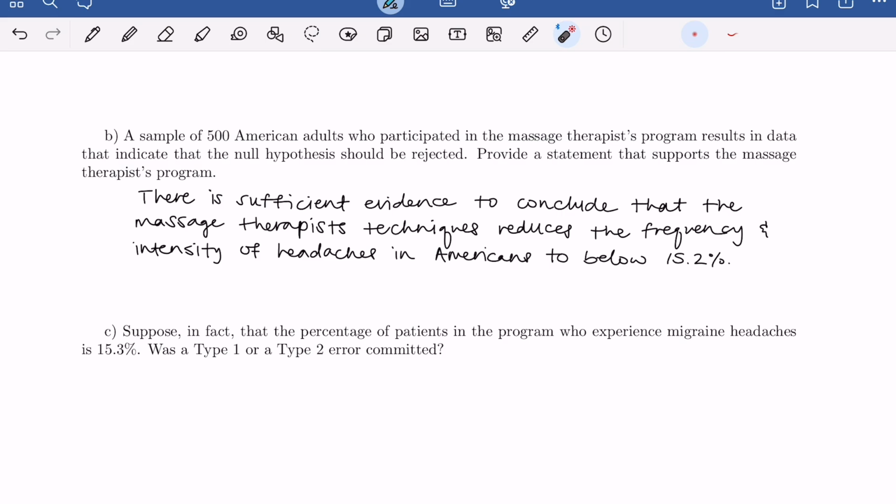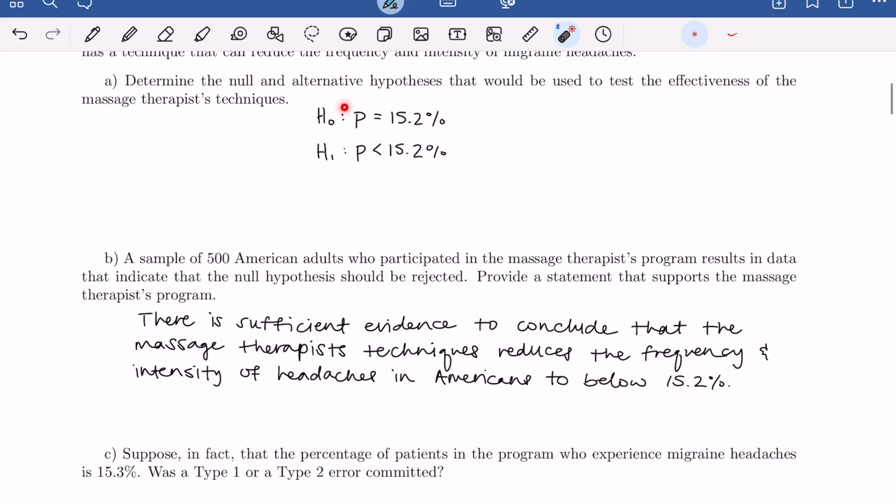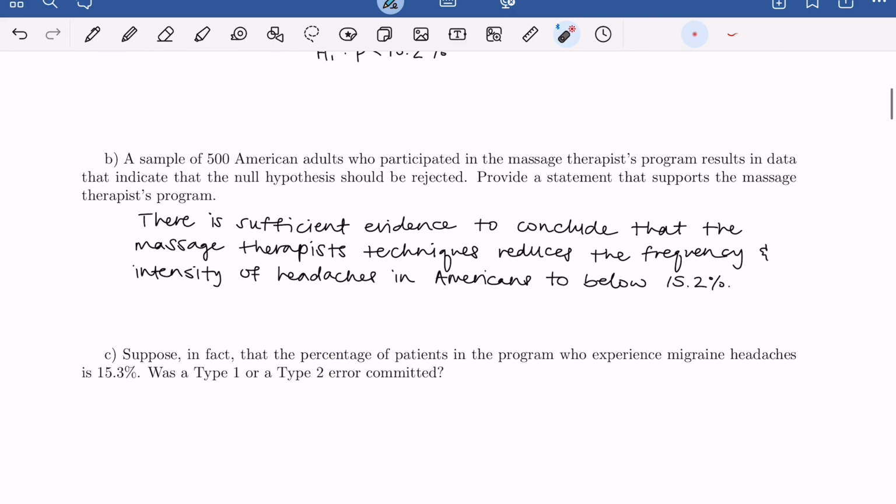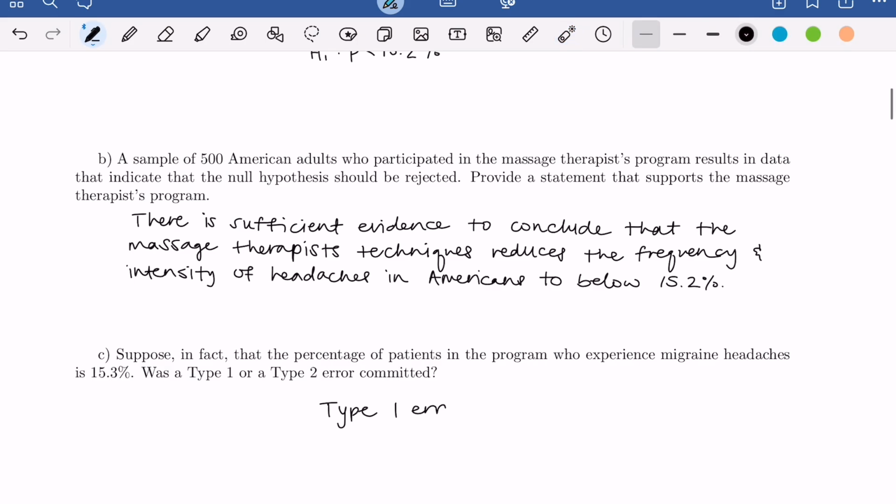So, in this case, this would be a type 1 error. What happened was we rejected this null hypothesis, so we concluded that the alternative was true. However, as we can see, the alternative hypothesis is not true. So, this is a type 1 error because the null hypothesis was rejected when in fact it is true. So I'll just go ahead and write, this would be a type 1 error.